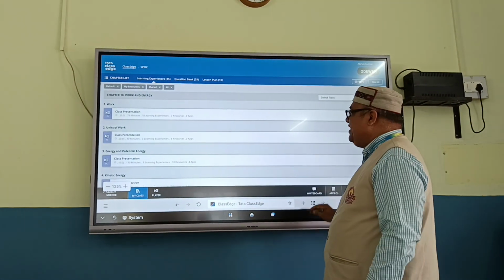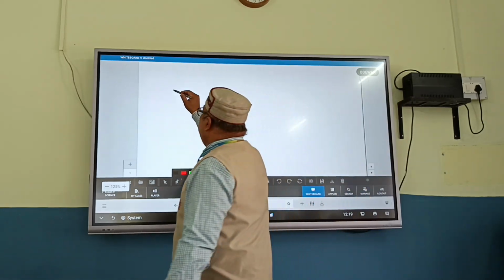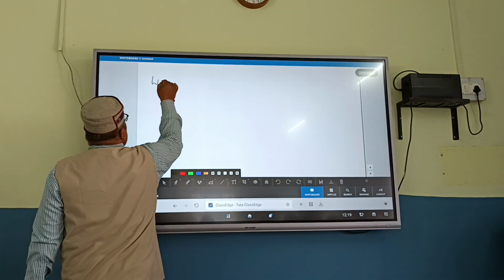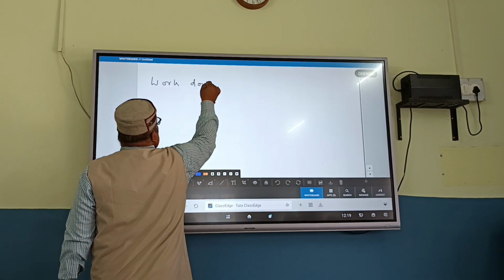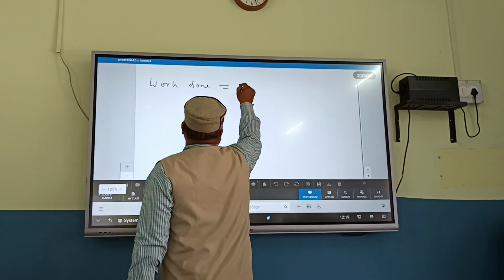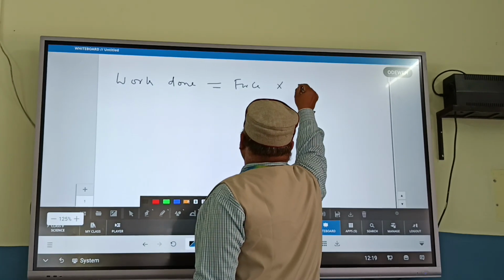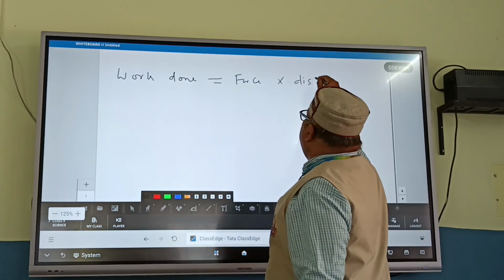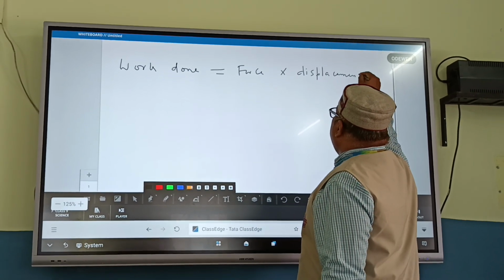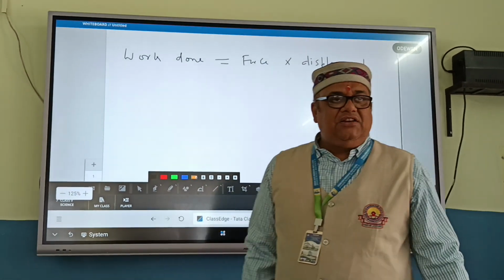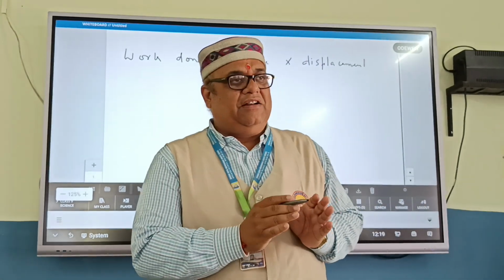If I take the whiteboard and explain this particular part, work done is defined as force multiplied by displacement. Force into displacement gives us an idea about work done. So this force into displacement is nothing but work done.